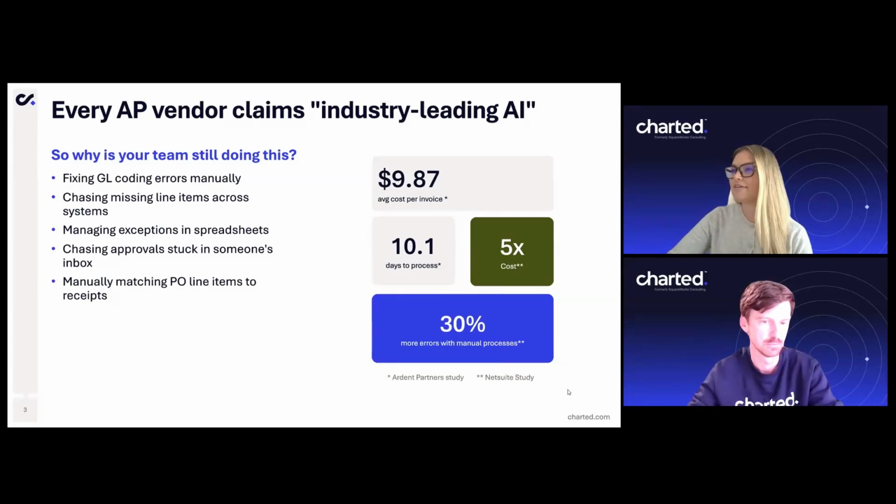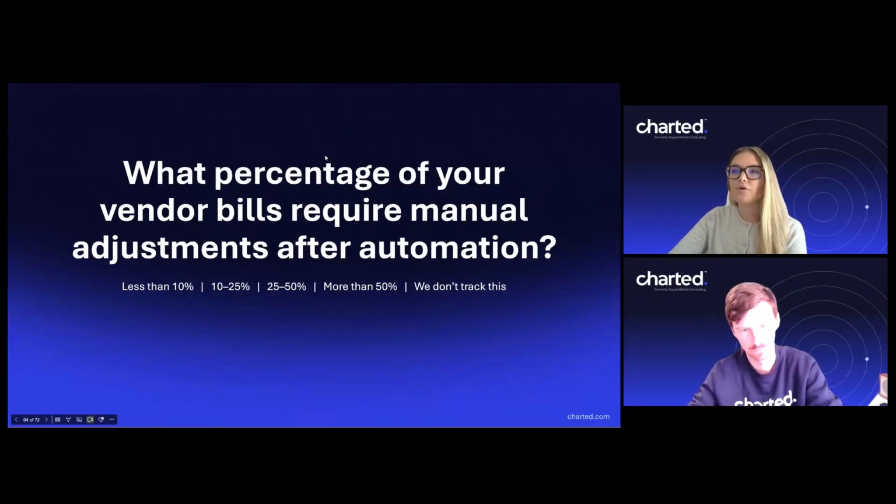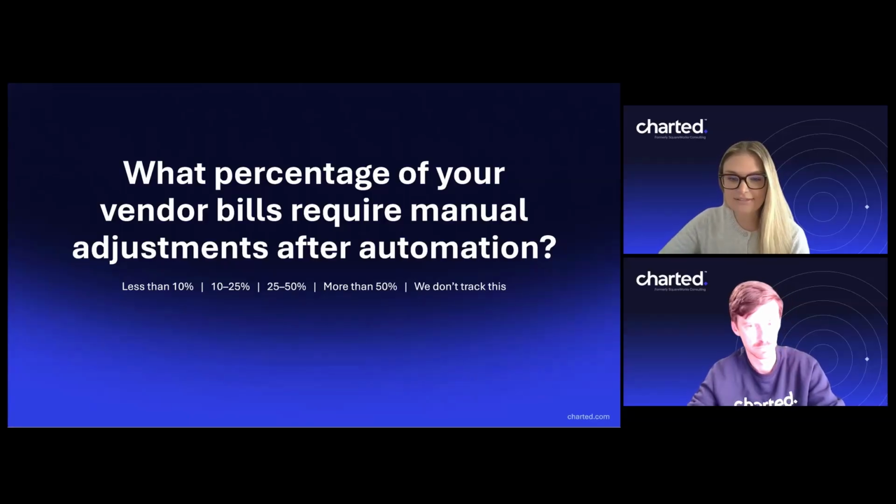To lead into this, we wanted to put out a quick questionnaire on this AP pain point. The question we wanted to ask is: what percentage of your vendor bills require manual adjustments after automation? The answers you can select are less than 10%, 10 to 25%, 25 to 50%, more than 50%, and we don't track this. You may not track this today, but hopefully what you learn during this webinar can help you track that. We'll give everyone a second to answer this, and then we will share the responses.